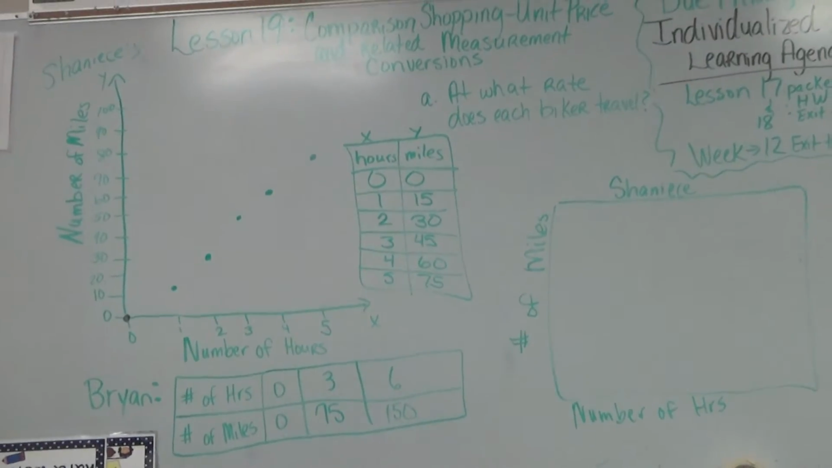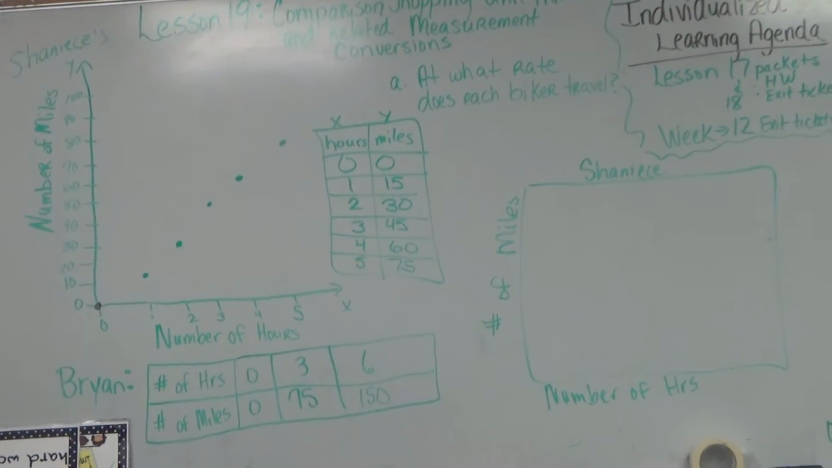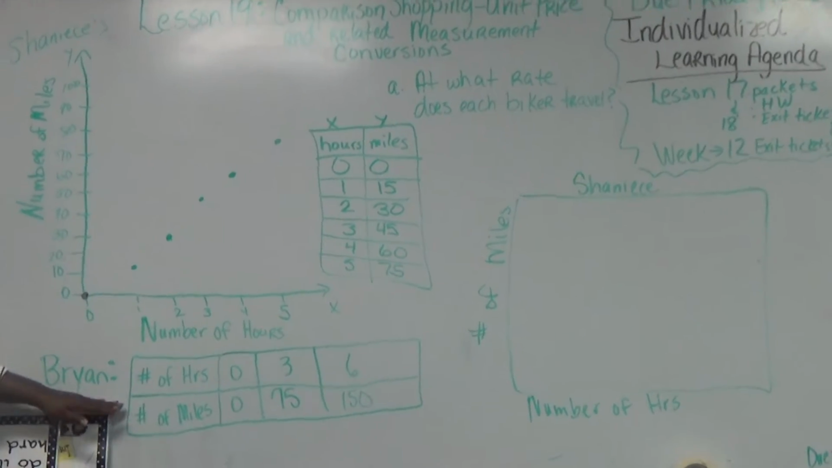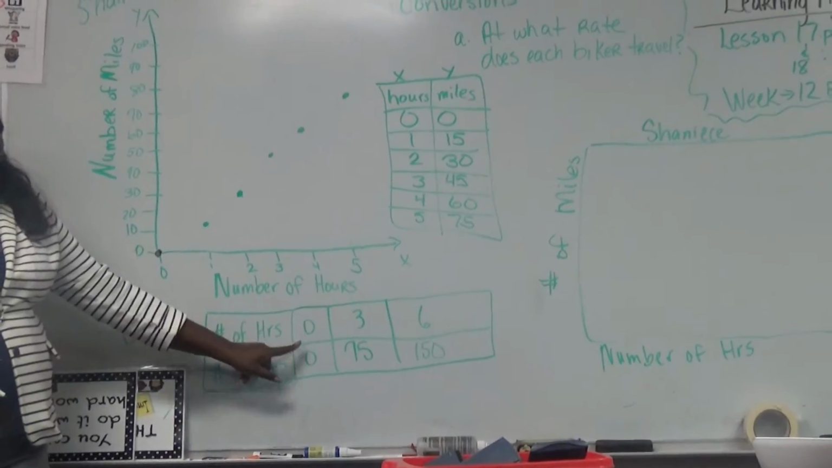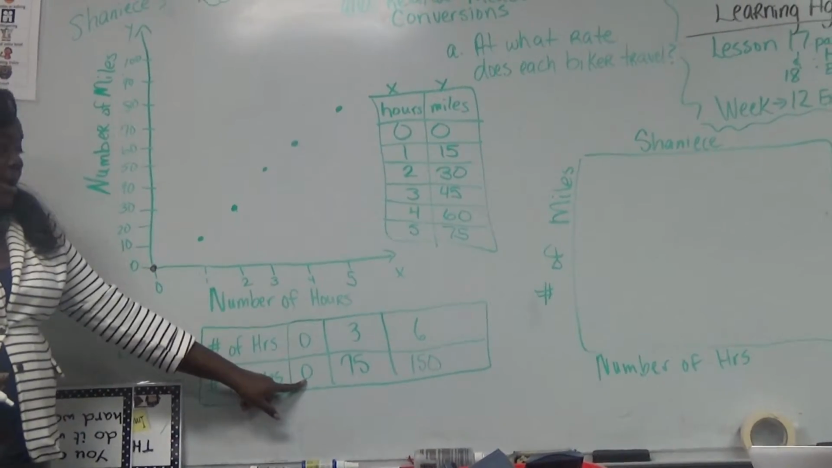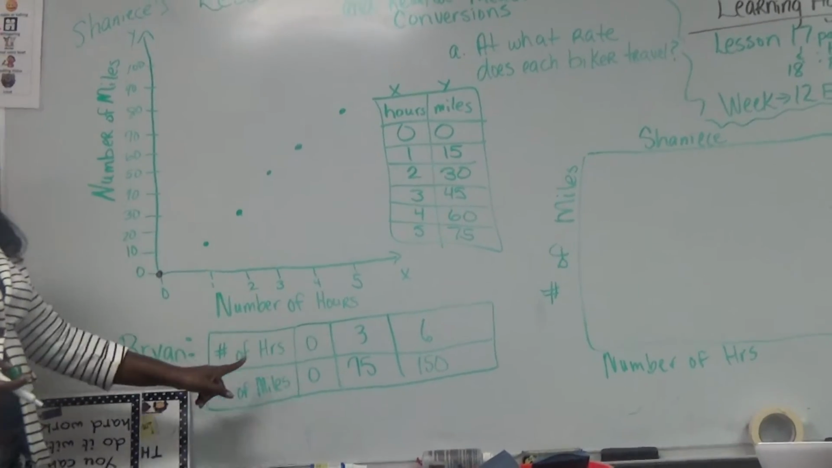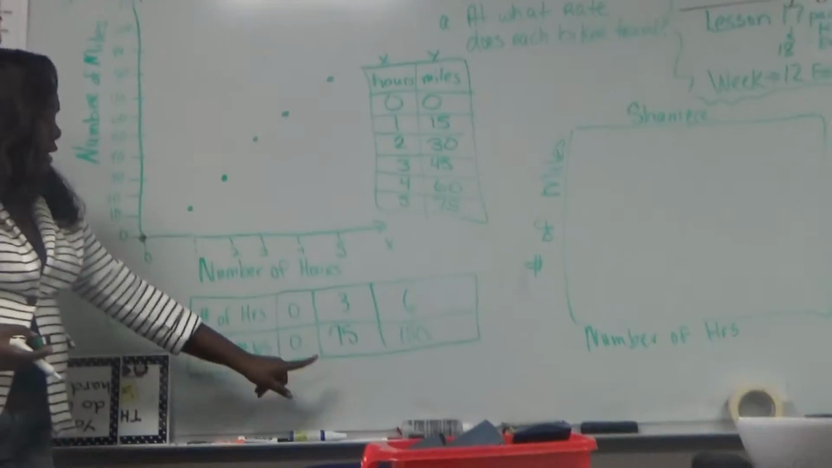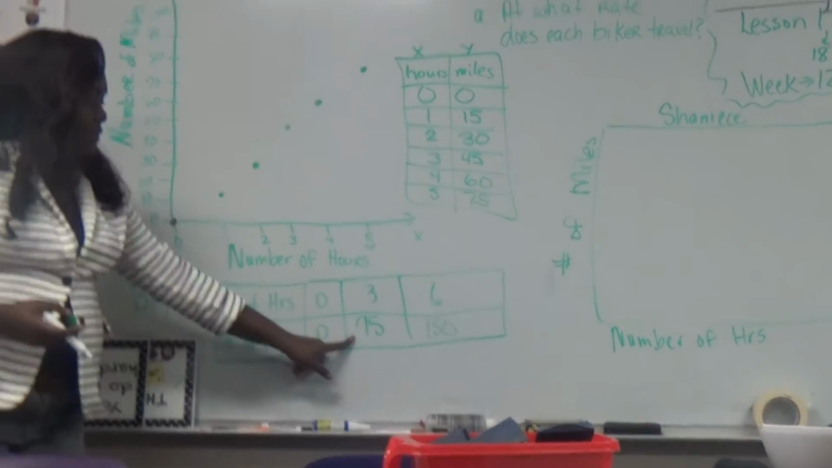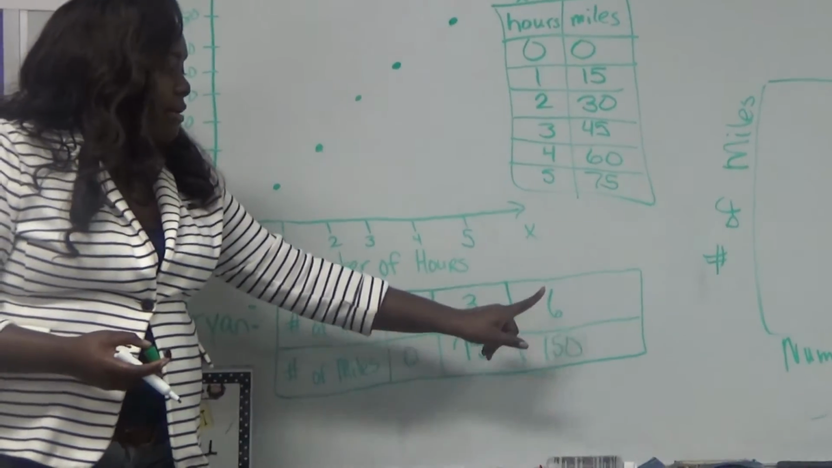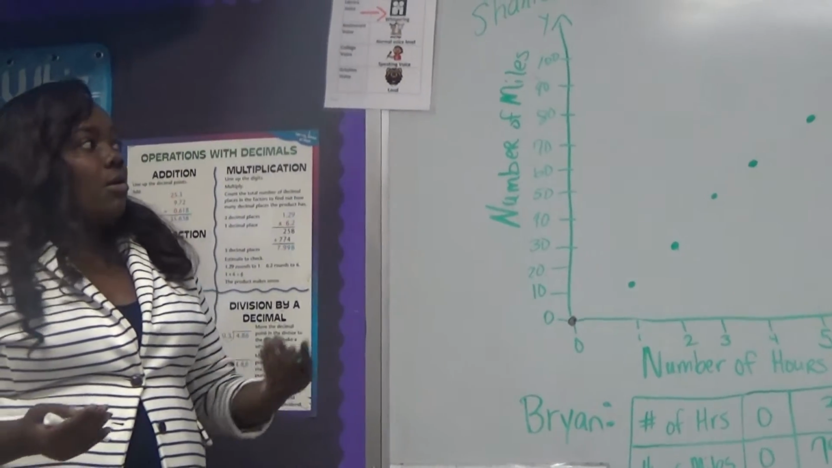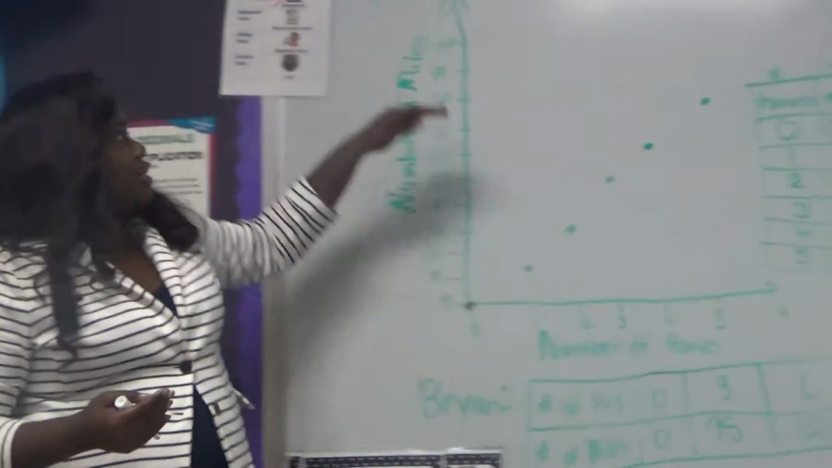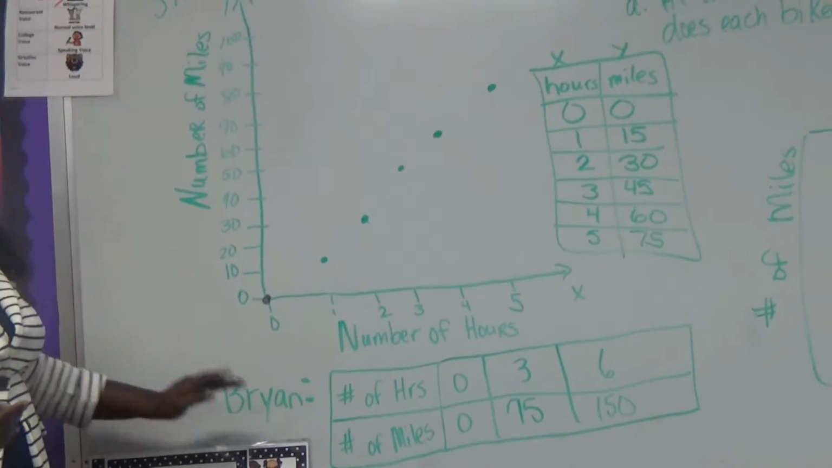All right. Now, let's look at Brian's information in the table. Brian did the exact same thing starting off. When he went 0 hours, he didn't go any what? Miles, okay? Then Brian went to 3 hours, and he went how many miles? 75 miles. Then when he went 6 hours, he went what? 150. So our job is to determine what our unit rate would be, or what the rate would be that Shanice is traveling and Brian is traveling.